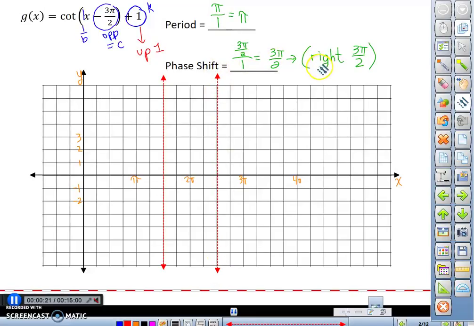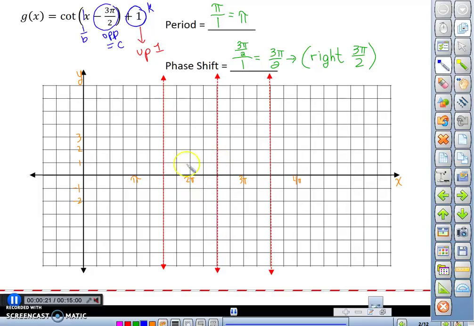Remember, we have to graph 2 cycles of our function. You can either graph the cycle to the left or you can graph the cycle to the right. If I move to the right, then the asymptote that ends the second cycle is going to be at 3.5 pi radians.